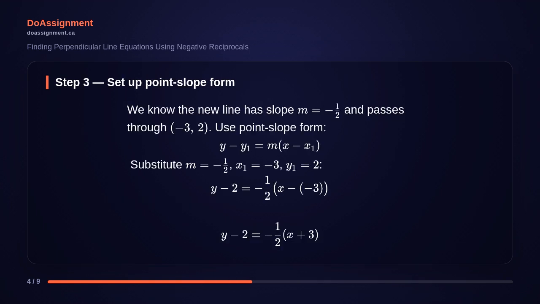Now we use point slope form. We substitute our perpendicular slope of -1/2 and the given point -3, 2 into the formula. This gives us y minus 2 equals -1/2 times the quantity x plus 3.